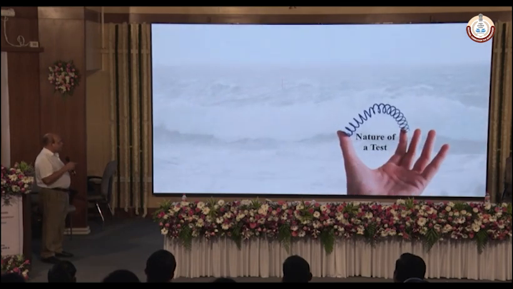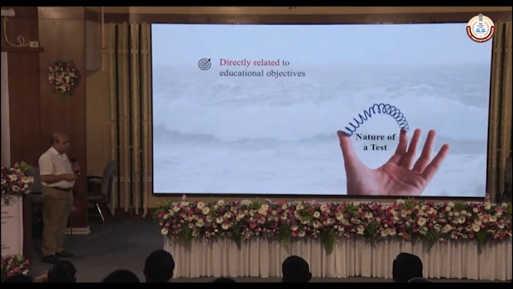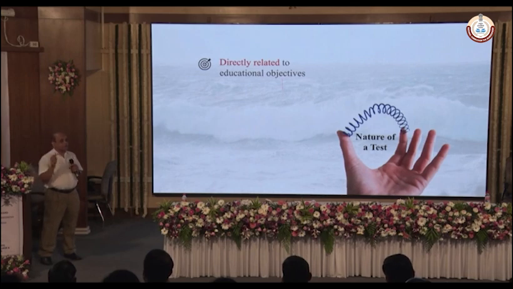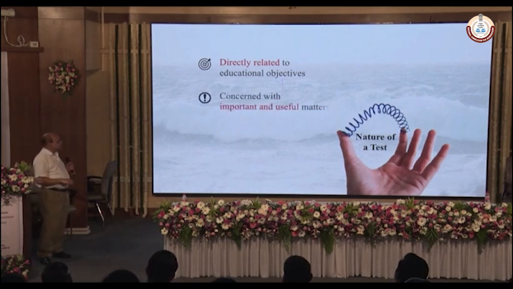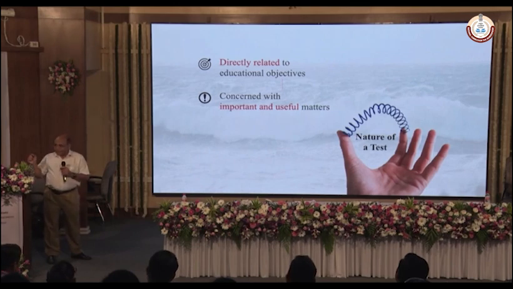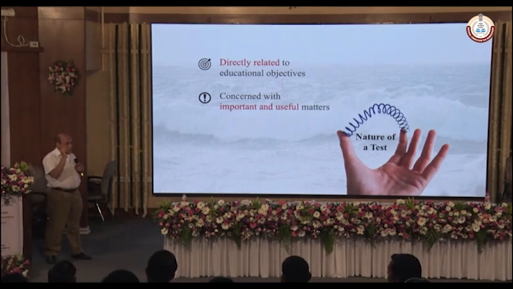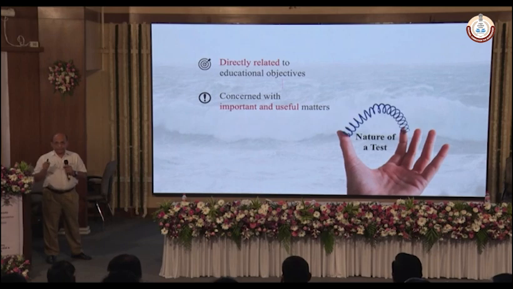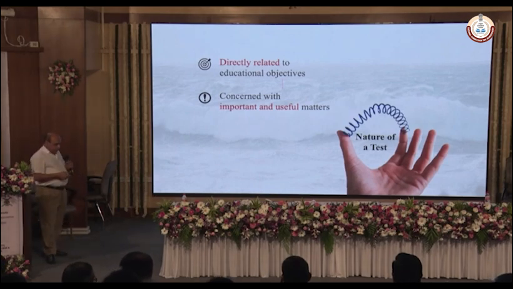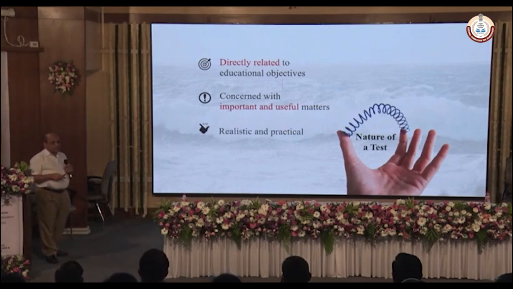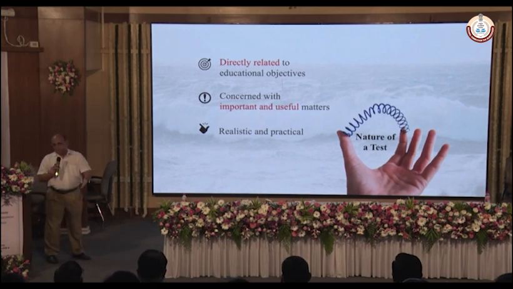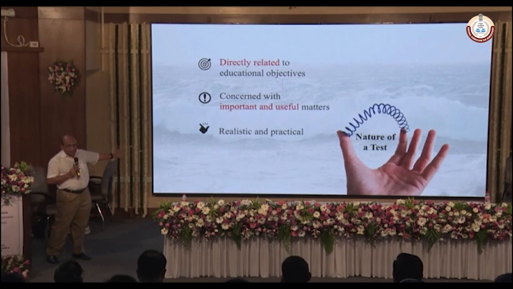Then how should the assessment be? The assessment has to be directly related to the educational objectives. That is what we say, the SLO becomes the question. There's a direct link between the SLO, the outcome, and the question, the assessment. The second thing is it has to be about what is useful and important. What is useful and important is decided by the priority, what is must know, desirable to know. And whatever assessment has to be something which is realistic and practical. The student should be able to do that, and the teacher should be able to do that. A little more of this we'll discuss in the last slide of this session.